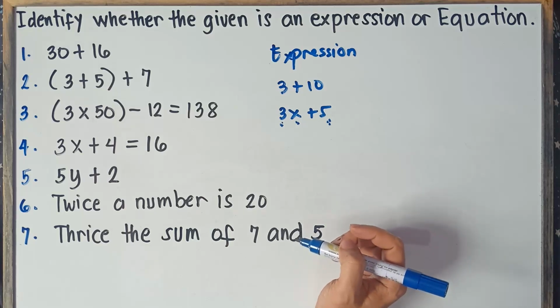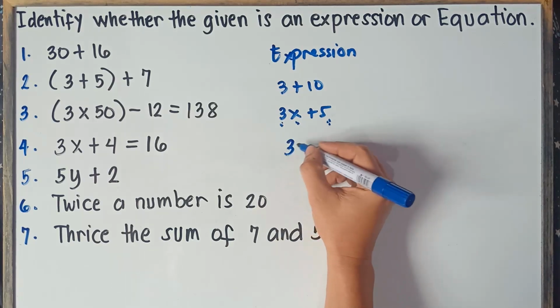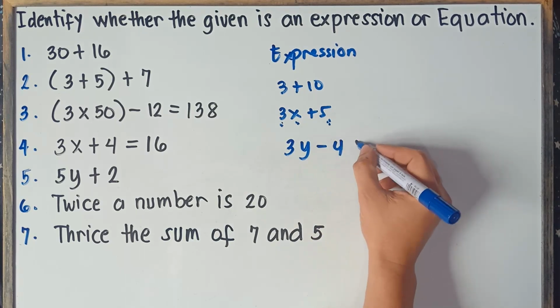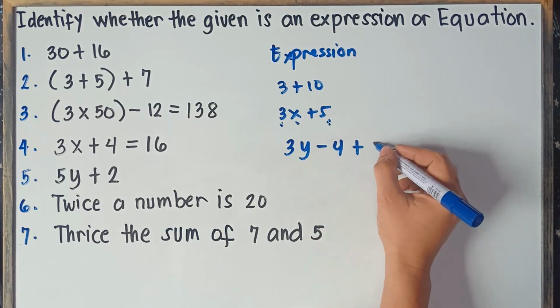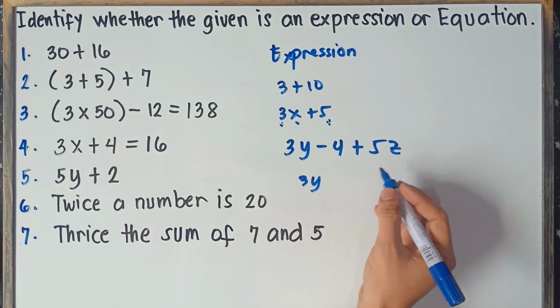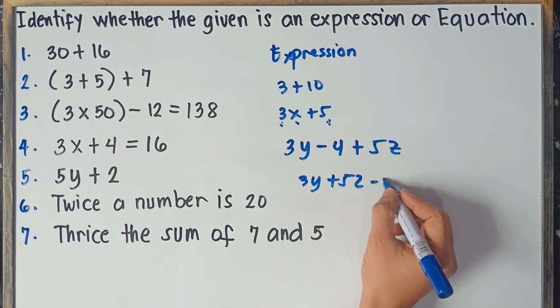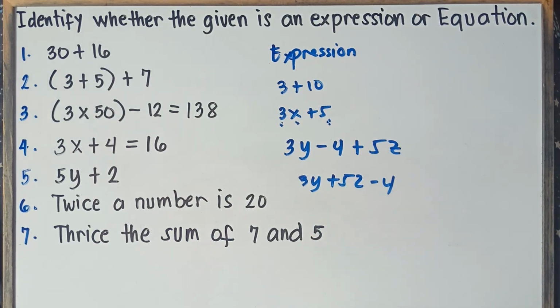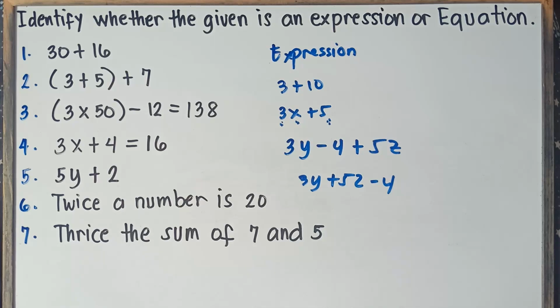Example, if I say 3y minus 4 plus 5z, we can call this one an expression, or we can arrange it as 3y plus 5z minus 4. We can call this one an expression. So an expression, class, doesn't contain an equal sign.